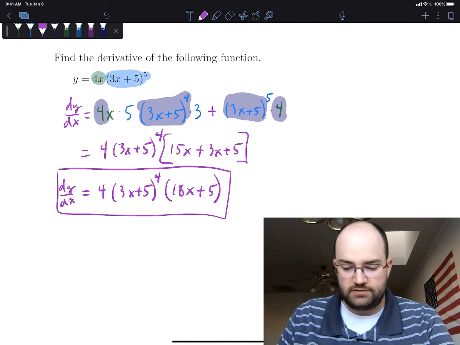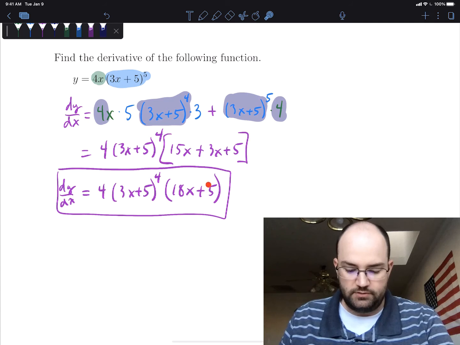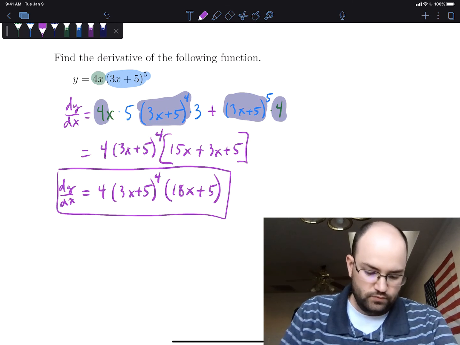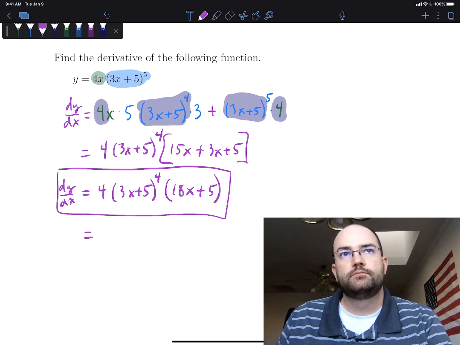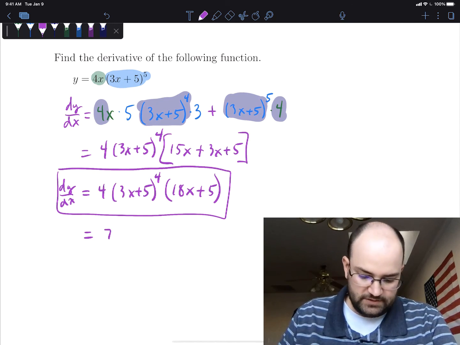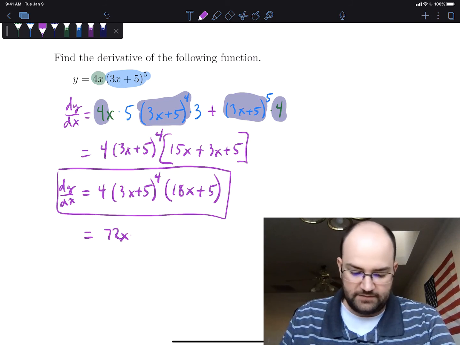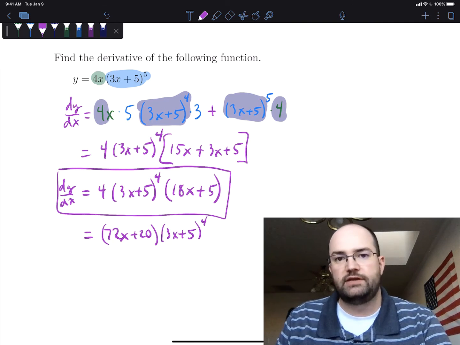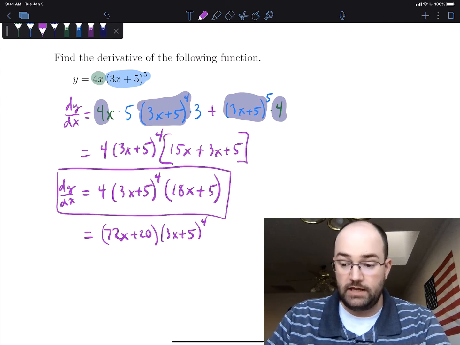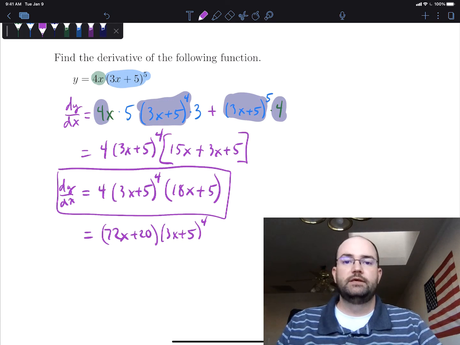Now if you don't like that, you can take the 4 and distribute it into here, and that would give you, what's 18 times 4? 72. So it'd be 72x, and 4 times 5 is 20. And then times the (3x plus 5) to the 4th power. I'm okay with that as well. Either way, though, there you go.